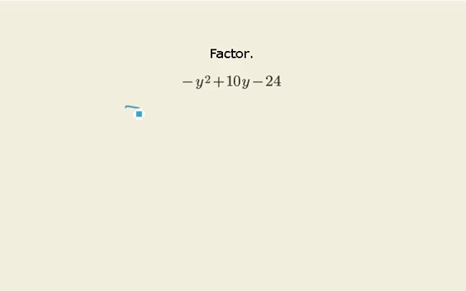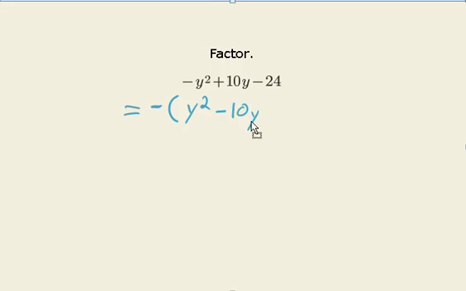Well, we can fix that. We can make it a 1. How? We'll factor out a negative sign. Take a negative sign out of minus y squared, we're left with a positive y squared. Take a negative sign out of 10y, we're left with a negative 10y. Take a negative sign out of negative 24, we're left with a positive 24. Right? So we factor out a negative, and now we have this form that we know how to factor easily.